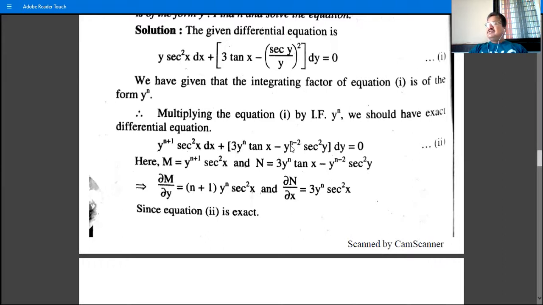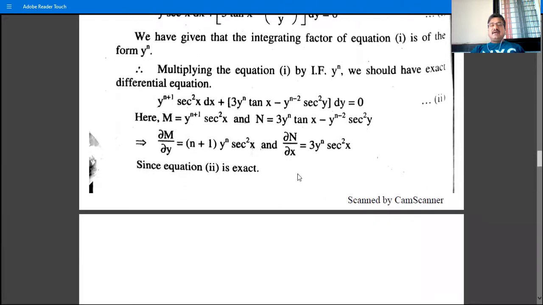Like by using the rule, x raised to m divided by x raised to n is x raised to m minus n. Division implies the subtraction. If the bases are same and if there is division, then we have x raised to m minus n. So y raised to n divided by y square is y raised to n minus 2. Then x square y dy is equal to 0. And this is M, and this bracket is N. And now dou M by dou y, with respect to y derivative, sec square x is constant quantity, and y raised to n plus 1 derivative is n plus 1 times y raised to n plus 1 minus 1, means y raised to n.